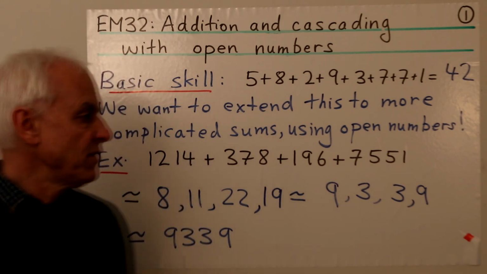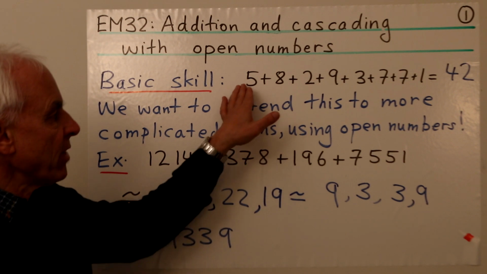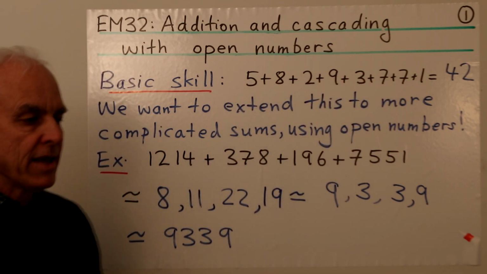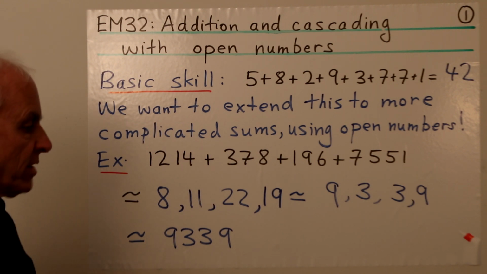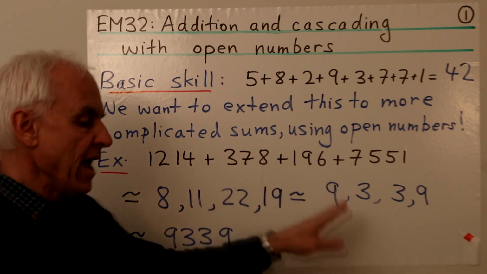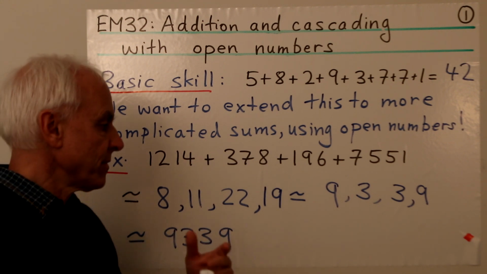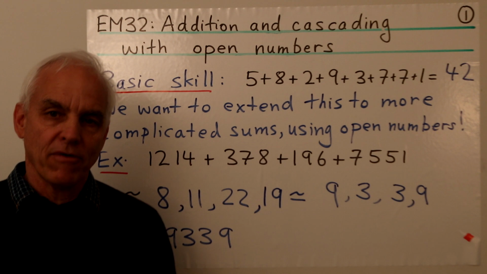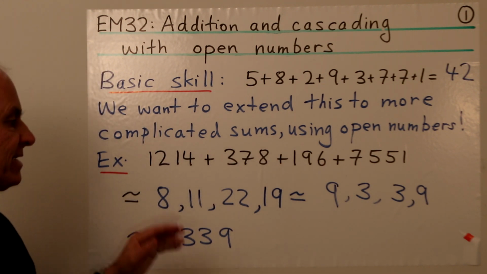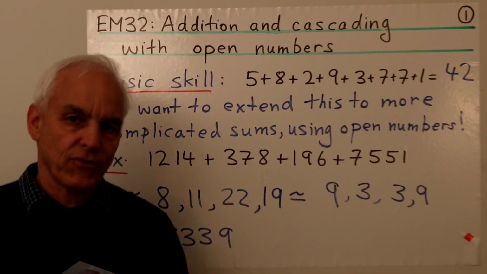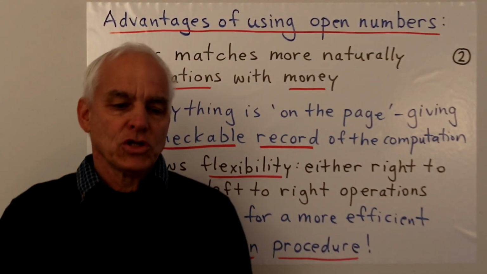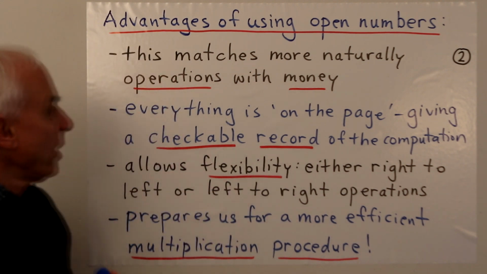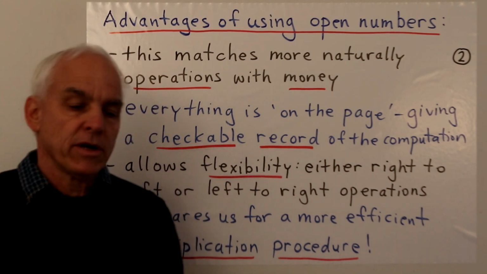Okay, so we have done the sum, basically relying on only this basic skill, keeping the ones, tens, hundreds, and so on separate until at the end we convert some to others to combine to give a closed number form. But the intermediate steps have involved these open numbers. So what are the advantages of using this open number approach to addition? So there are some very prominent advantages.